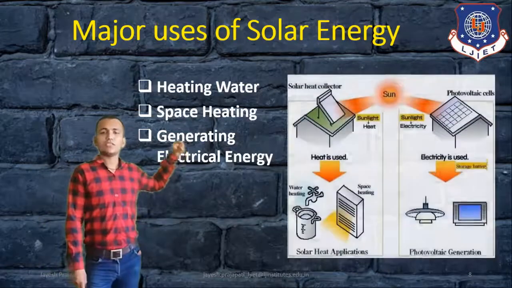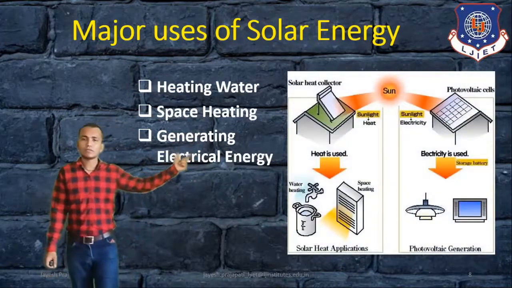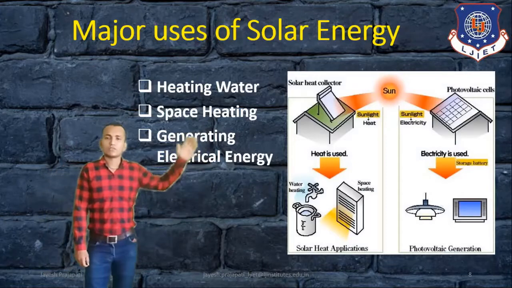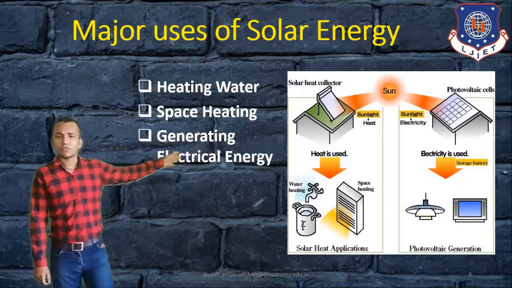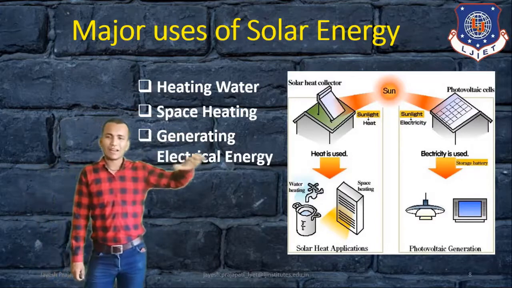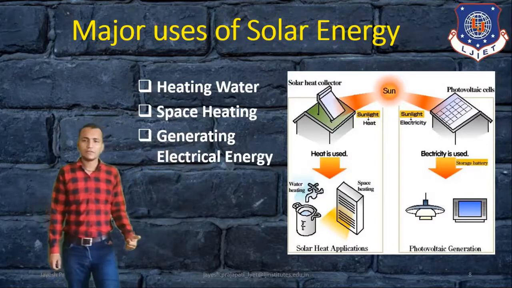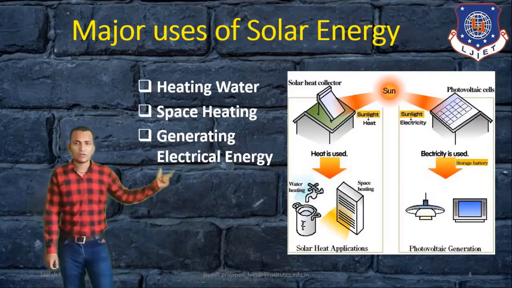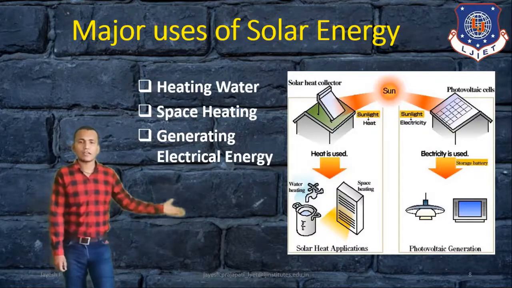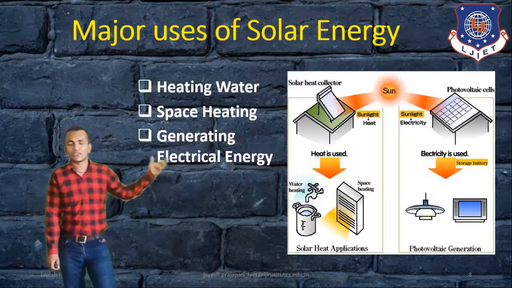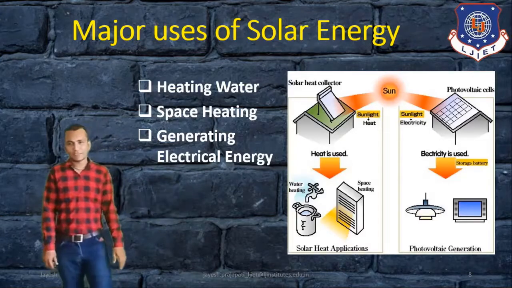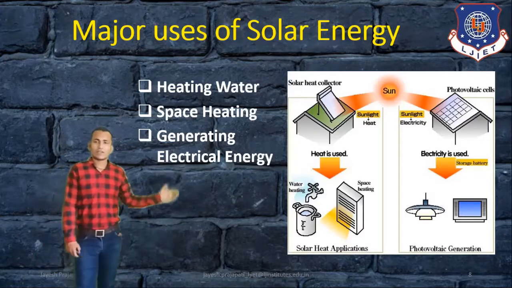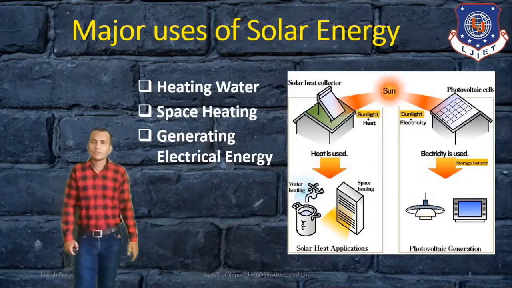If we look at these uses in pictures, you can see that by using a solar water heater we can heat the water. By using a roof solar panel we can generate electricity, and then space heating, heating of water, and also photovoltaic generation, meaning we can generate electricity that can be used in home appliances. So those are the major uses of solar energy.